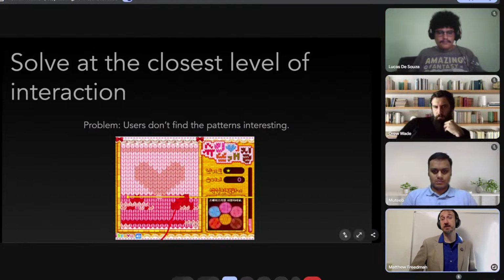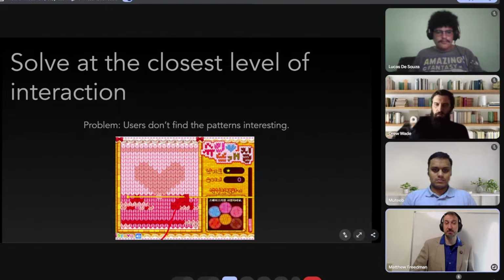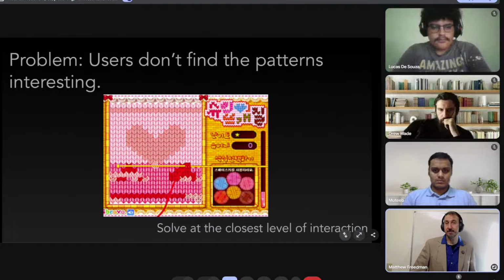Okay, so, for example, of solving at the closest level of interaction. We've got this fun little knitting game. Players are not finding the patterns that we're presenting to them particularly interesting to solve. These are not interesting puzzles. So, since the problem is users don't find the patterns interesting, we want to solve at the closest level of interaction.